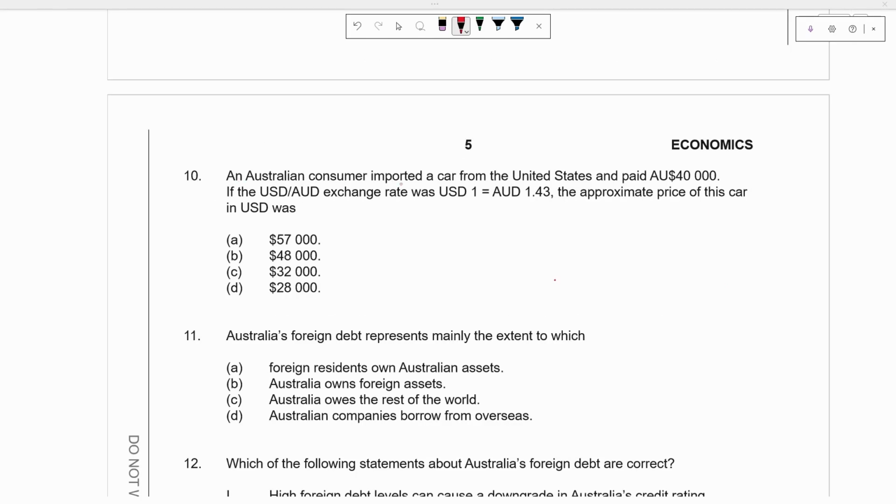An Australian consumer imported a car from the United States and paid 40,000 Australian dollars. If the USD/AUD exchange rate was 1 USD for 1.43 AUD, the approximate price of this car in USD was, so to calculate this, it's simply 40,000 divided by 1.43, and that gives us a value of 27,972, and then we would just round it, so the answer would be D.